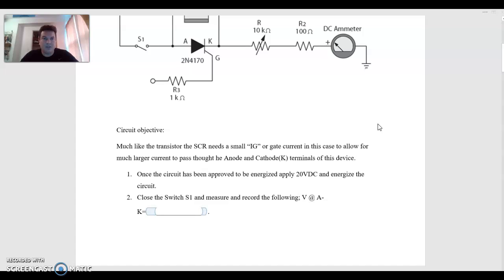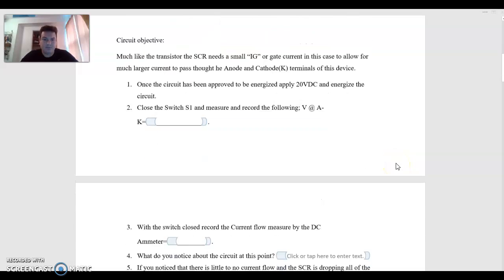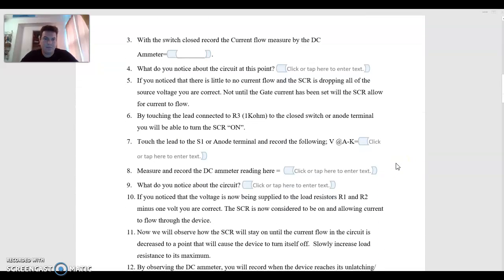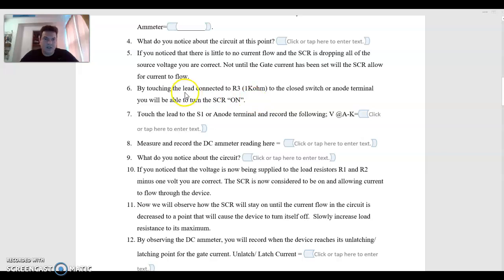So it's just similar to the transistor, where it takes a very, very small amount of base current to allow a much larger current to pass through its collector emitter. The SCR will only require a small amount of gate current to allow it to do what's called latching. So once it latches, it'll allow however much current needs to flow through its anode cathode in a DC circuit. So by touching the lead connected to R3, the 1 kilo ohm, and to the closed switch or anode terminal, you'll be able to turn the SCR on.